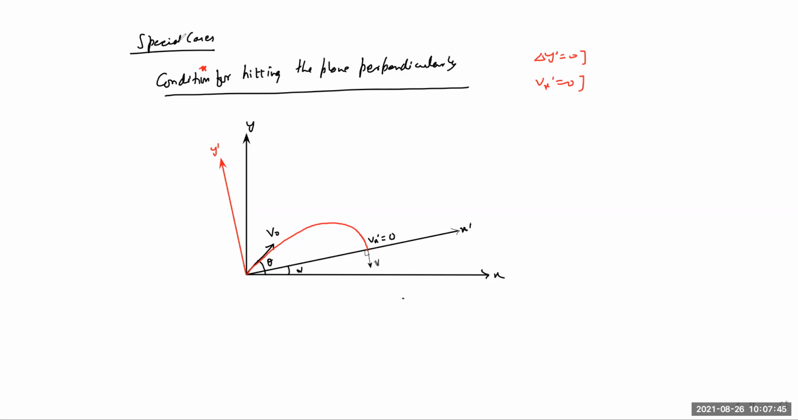So can you exploit this information and tell me the condition? Some condition will come. Condition means a relationship. So can you write the time of flight using the two conditions first of all and tell me the answers? Do it.